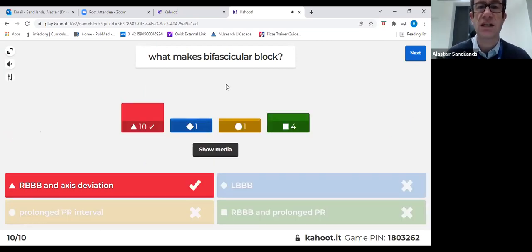Yep, so bifascicular, the word bi meaning two fascicles, which we'll talk about, where they become blocked. So it's always right bundle branch block, but it could be axis deviation, either left or right axis deviation. And I took some time last week talking to you about what is left and right axis deviation. If you add in trifascicular block, which is 3, you would add in a prolonged PR interval as well, okay?